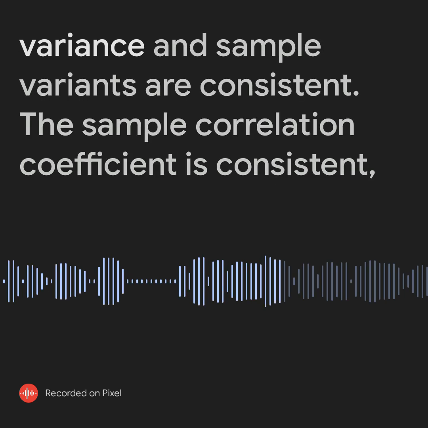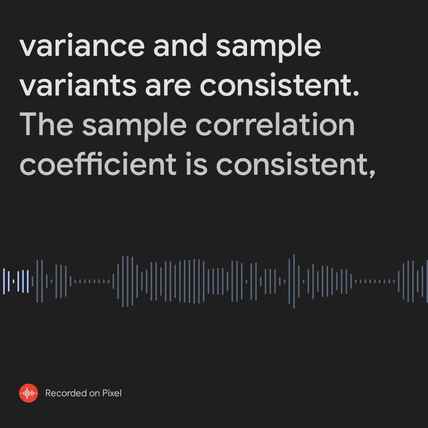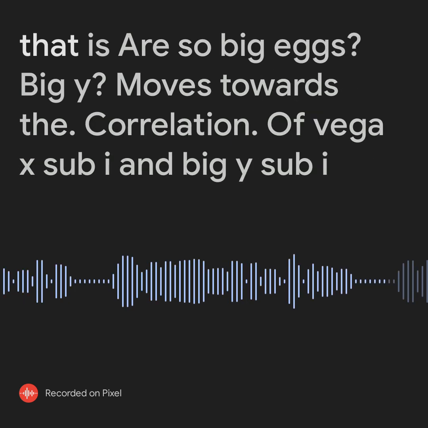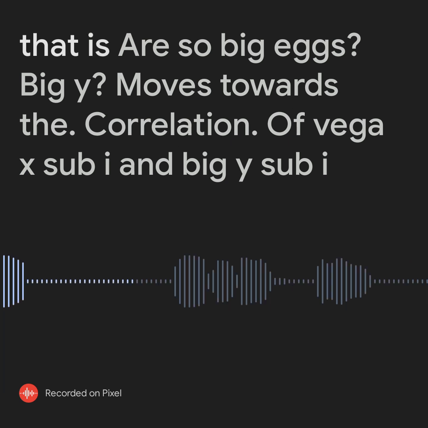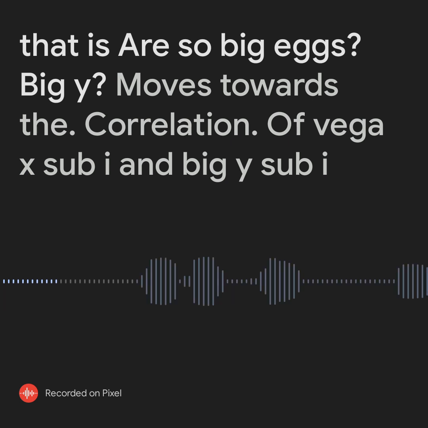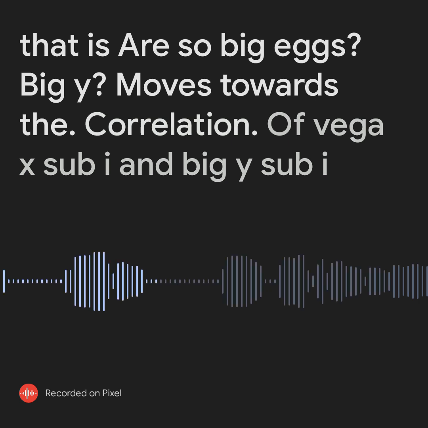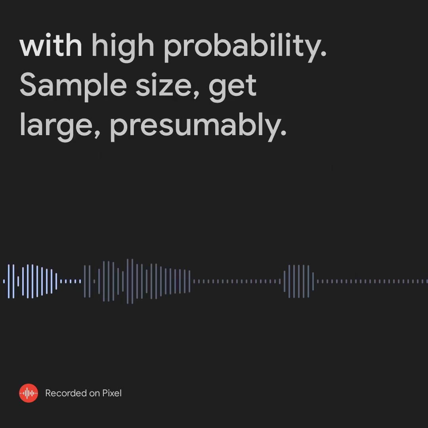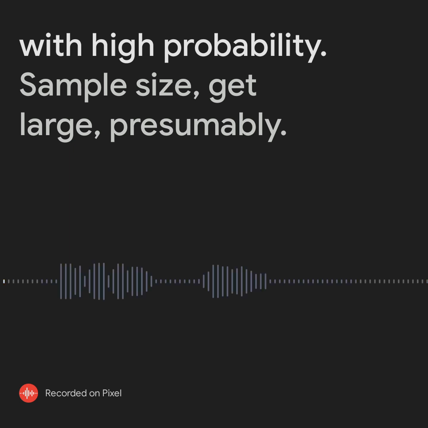Because the sample variance and sample covariance are consistent, the sample correlation coefficient is consistent. That is, R sub XY moves towards the correlation of X sub i and Y sub i with high probability as sample size gets large.